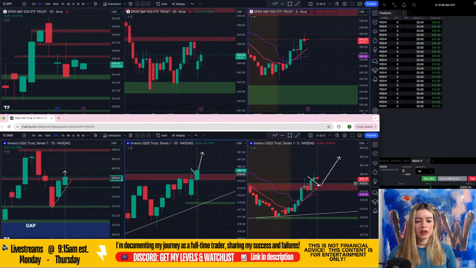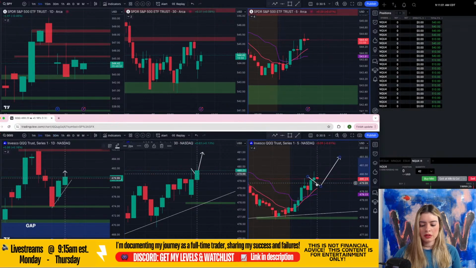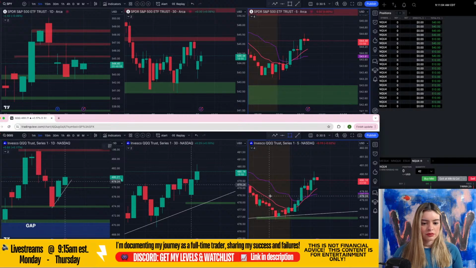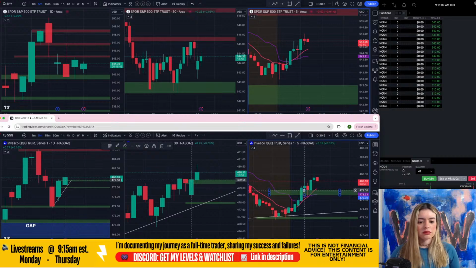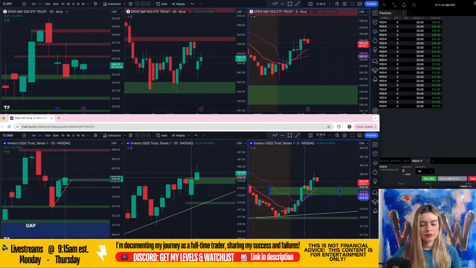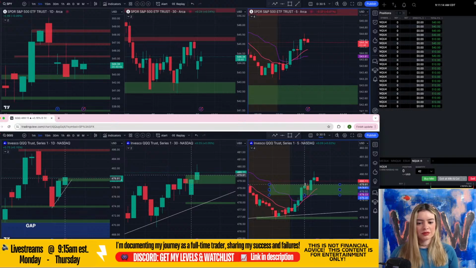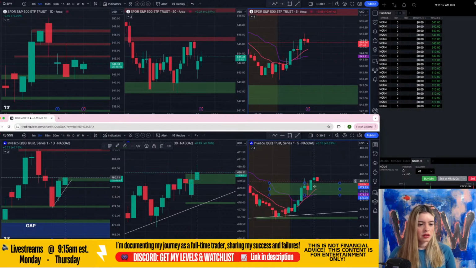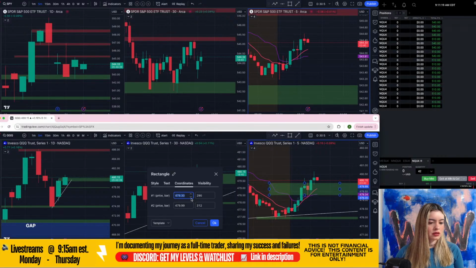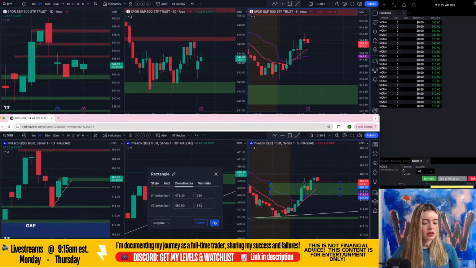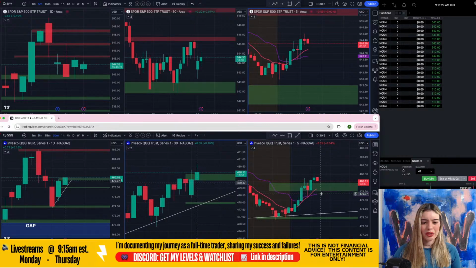Let's see if we can have a little pullback here. Oopsie, no, I deleted the one that. It can be 480 or maybe the VWAP. So I will say this entire area is support.